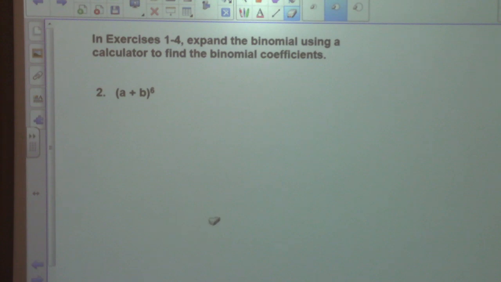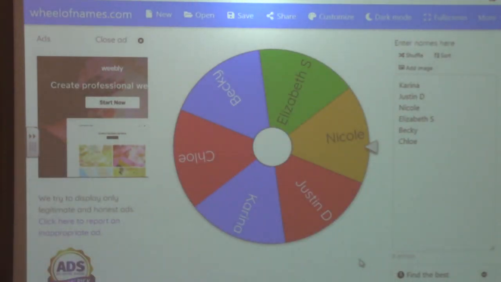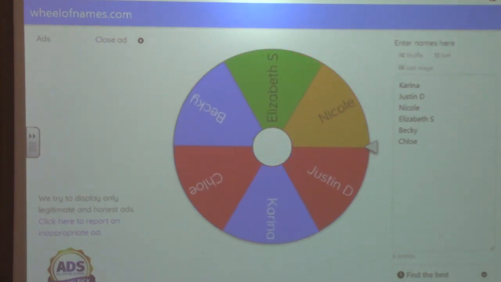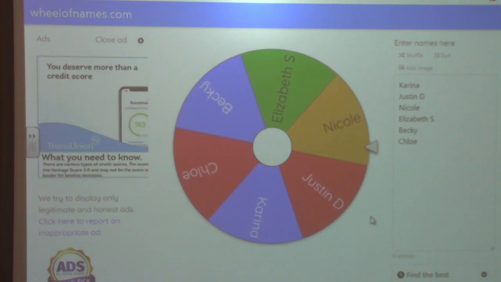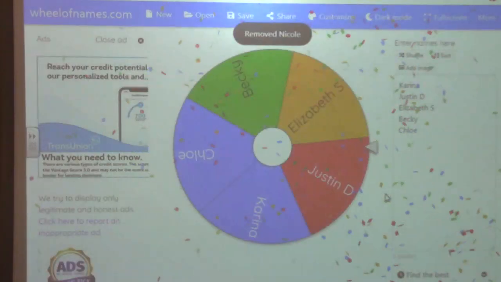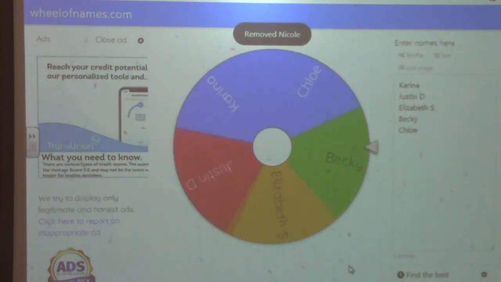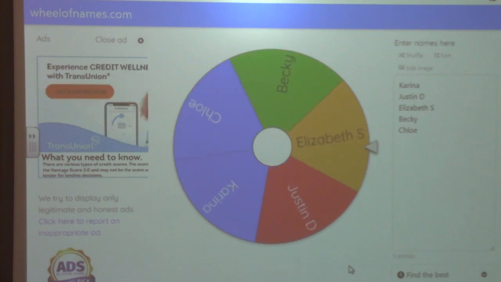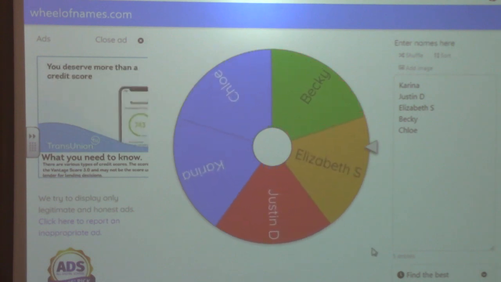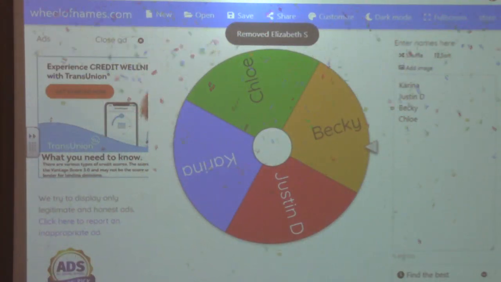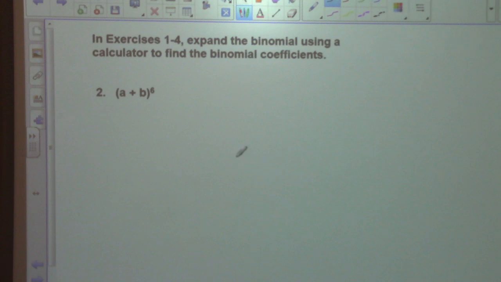Okay, problem 2. Somebody can do this one. I'll just pick somebody because you know how to do it now. Okay, it's going to be Elizabeth. All right, what did you get, Elizabeth? I'm still figuring out how to do this.